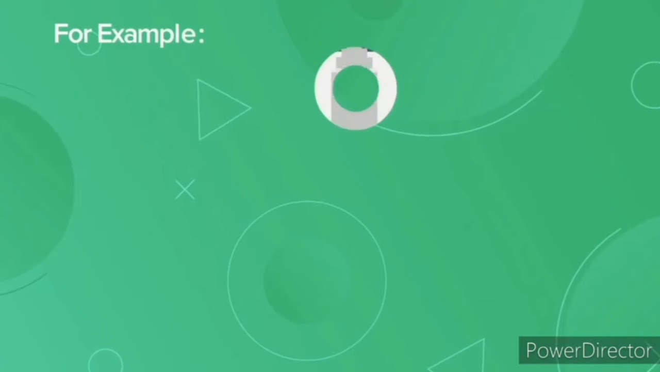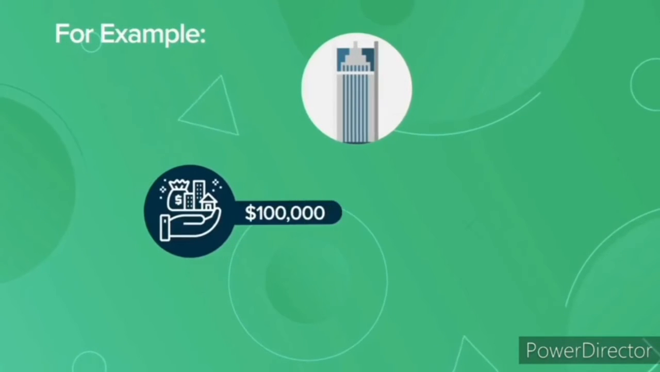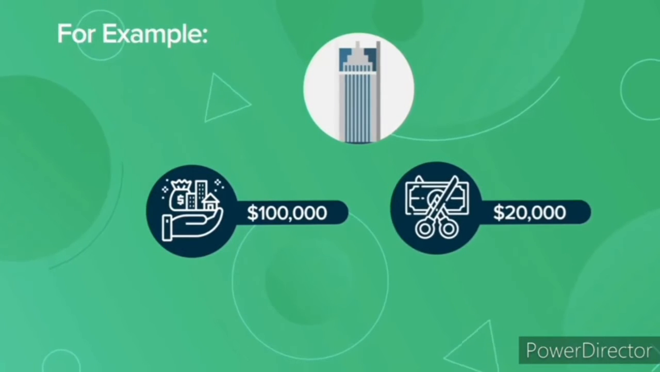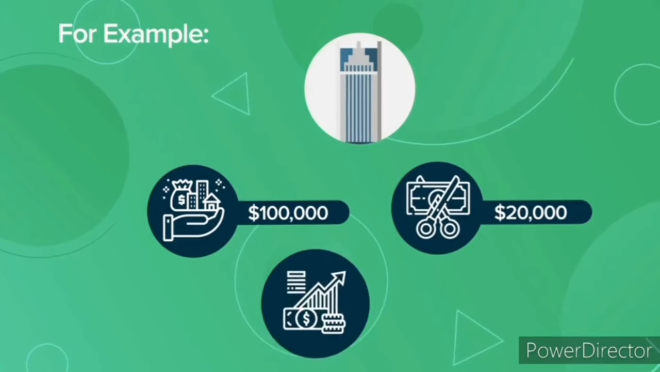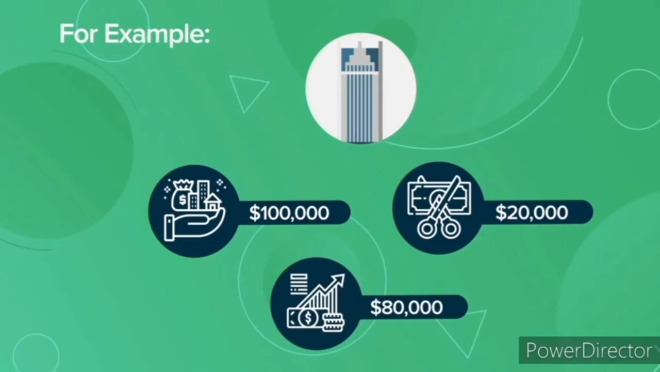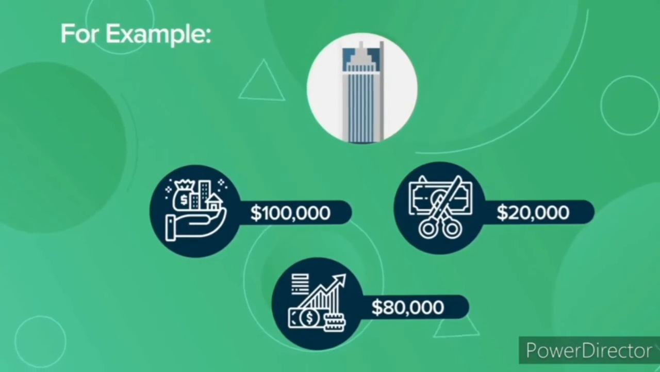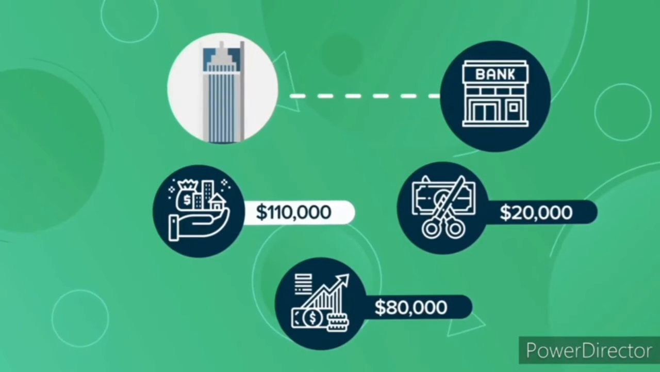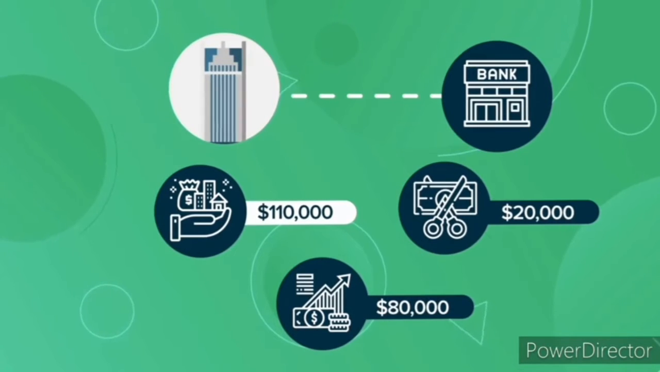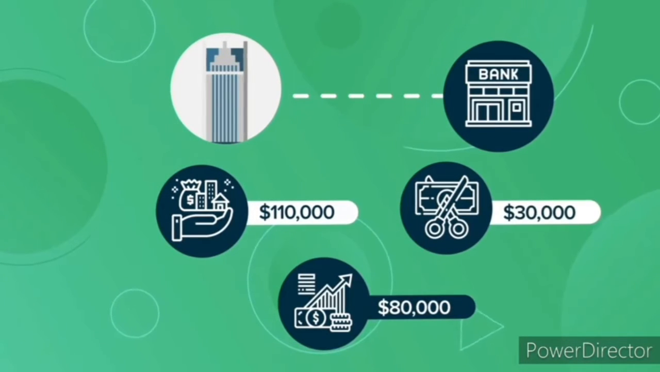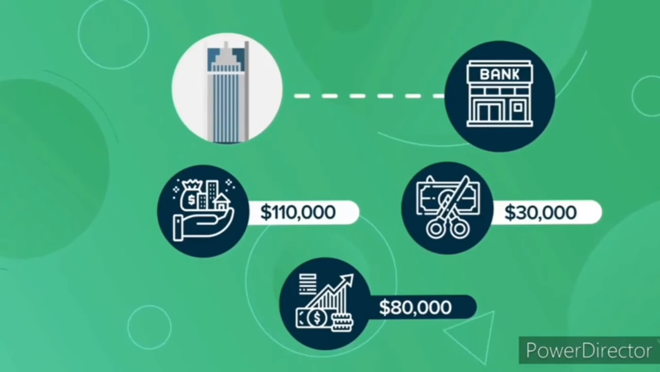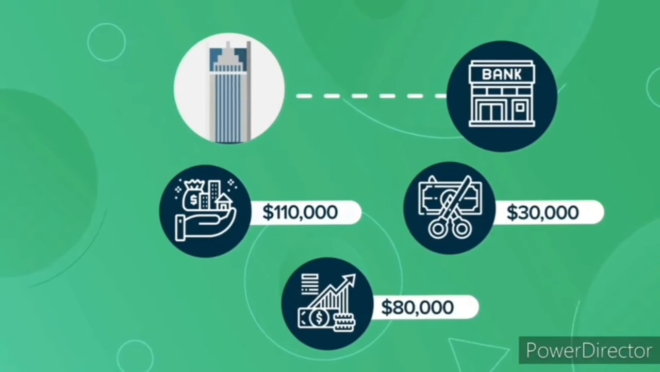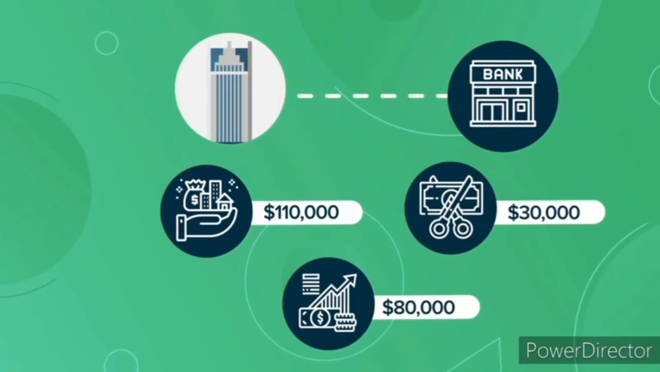For example, Company A has $100,000 in assets and $20,000 in liabilities, resulting in a shareholders' equity of $80,000. They take out a $10,000 loan from a bank, so their assets will increase to $110,000. Their liabilities will also increase by the same amount to $30,000. Therefore, the shareholders' equity remains at $80,000.